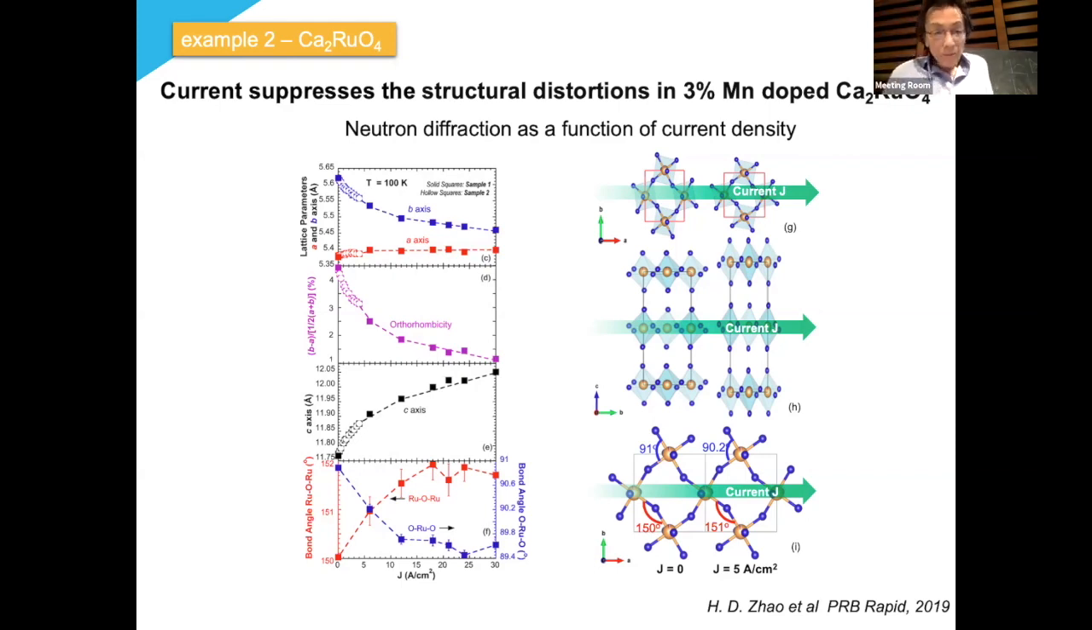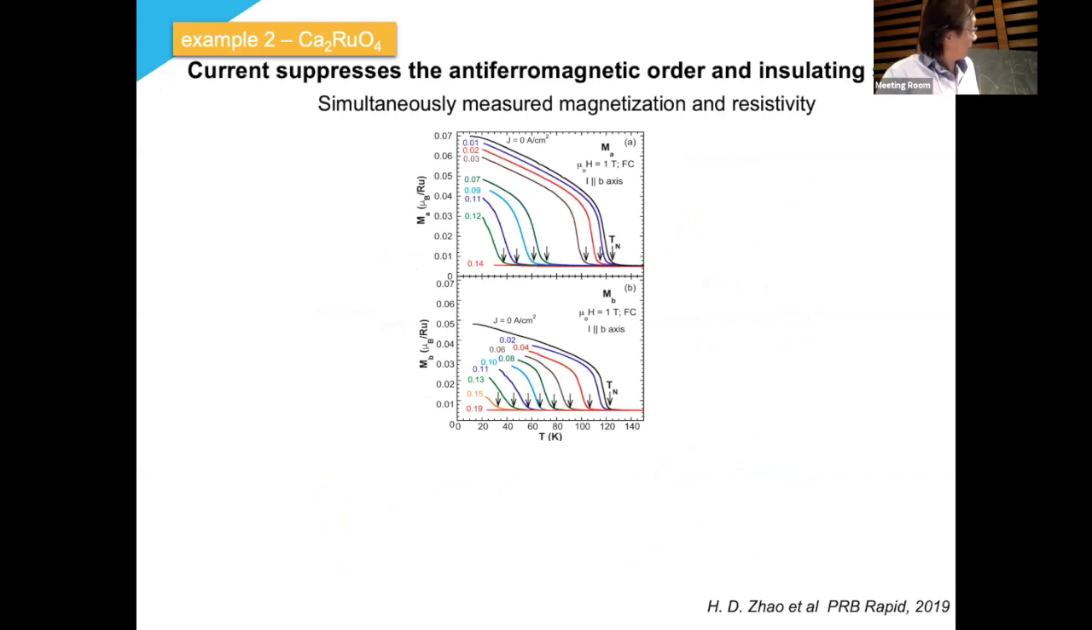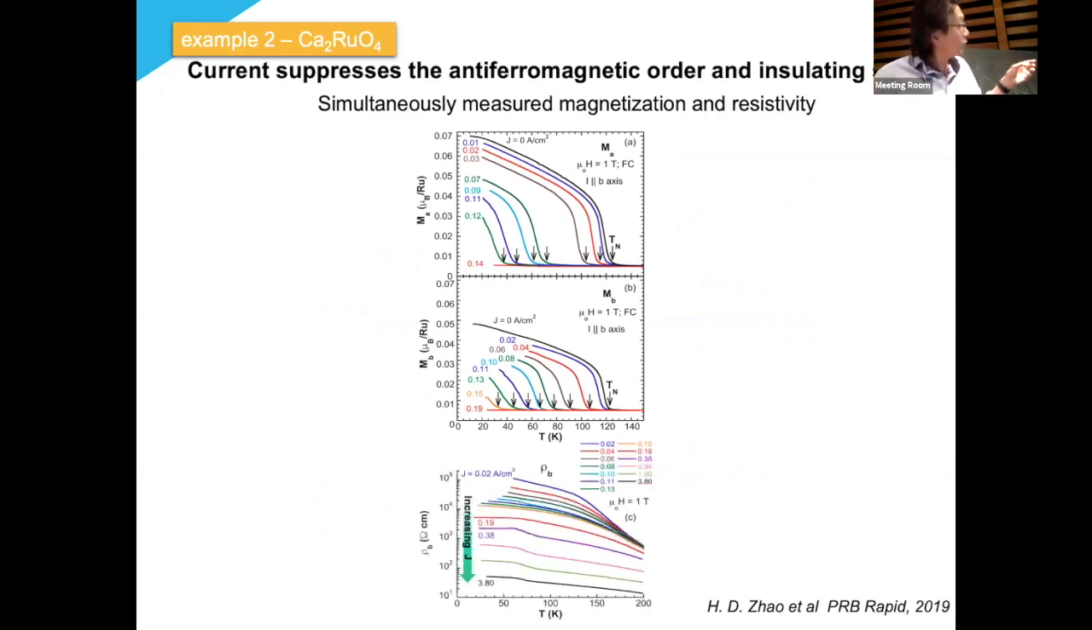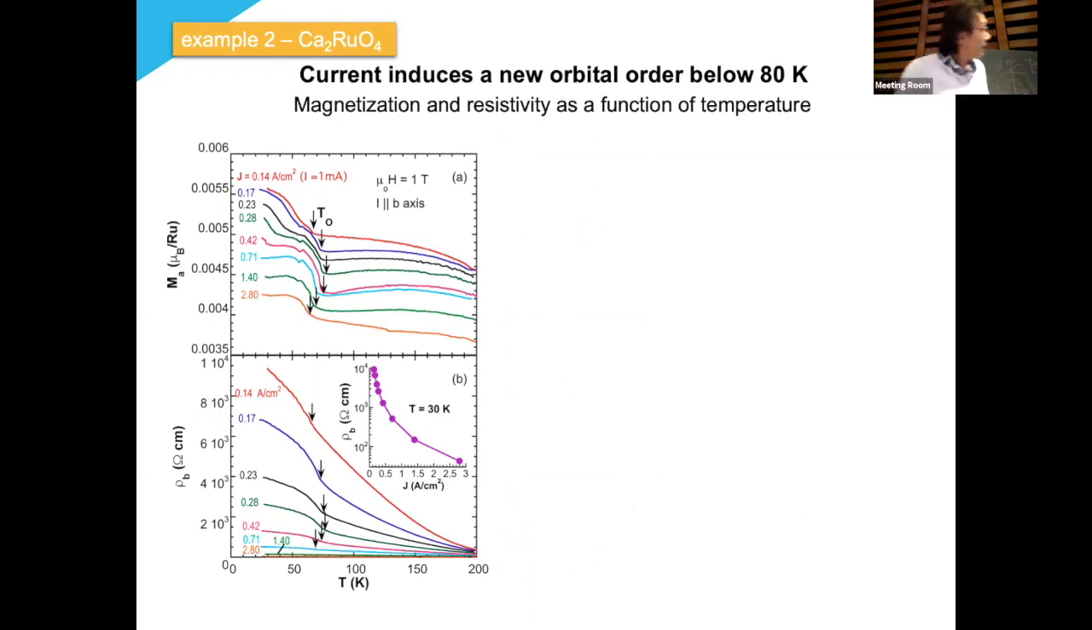So then the rest is actually expected. This is the magnetization when current is applied along the B-axis. This current can systematically suppress magnetic order for both directions. Simultaneously, we also measure the resistivity, and the resistivity drops by several orders of magnitude. This happens at a small current. The current density is about 0.15 amps per centimeter square.